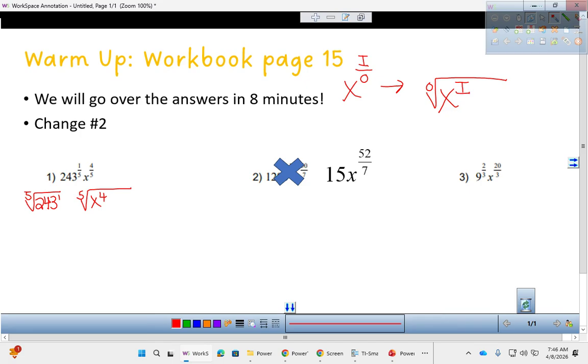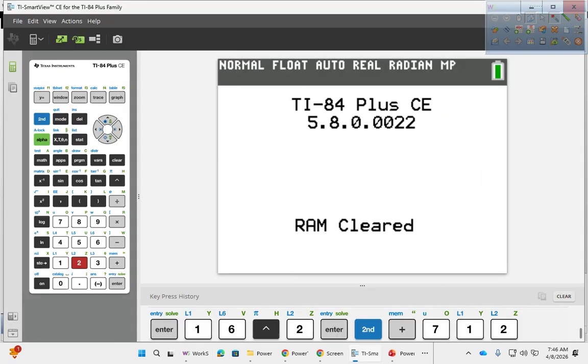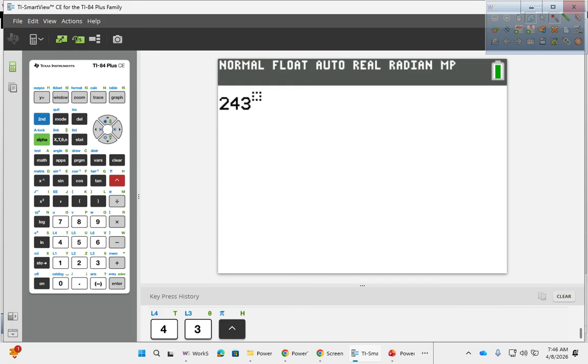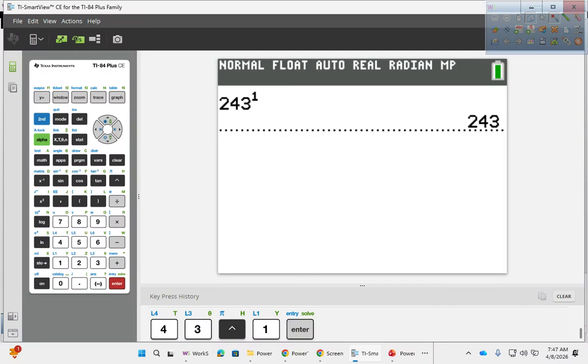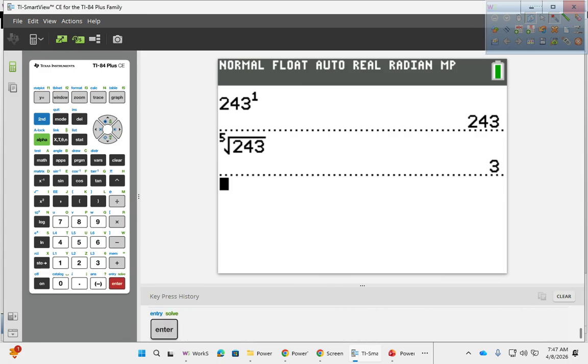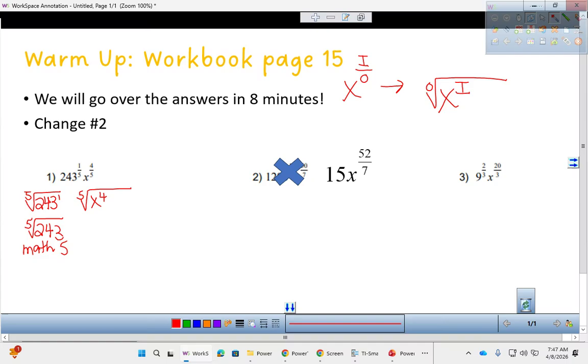Now from here, I would do 243 to the first power, just to write that as a single number and get rid of that exponent. Anything to the first power just stays the same. So this is the same as this. And this is called a coefficient. The first thing that we do with coefficients is we check them with math 5. So I'm going to math 5 the 5th root of 243. And I get a whole number there. And so I'm going to change this to just a regular 3.